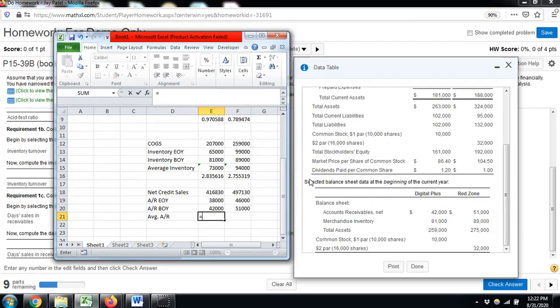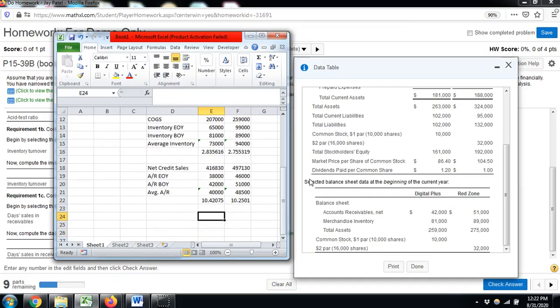So now we calculate the average. And we divide net credit sales by the average AR. And then we have 365 divided by that turnover ratio that we just calculated. And so this is in number of days. So they're very close. This is 35 and this is rounded up 36.